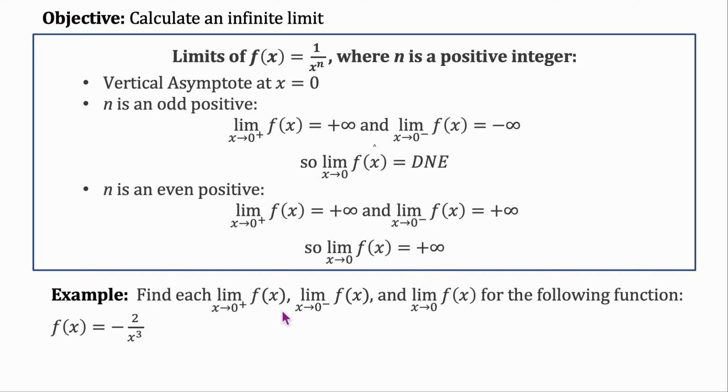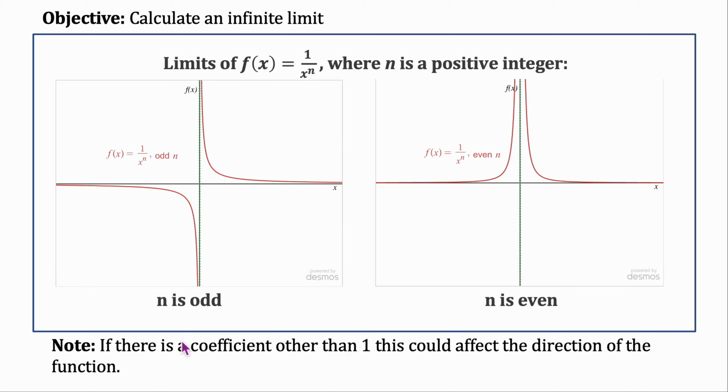So we want to find each of these three limits for the function negative 2 over x cubed. Let's think about the graphs. If that power is odd, and we don't have any coefficients that have messed it up, that's just that 1 over x to the n. Here is the odd-powered function, kind of a parent function you could think of. At 0, we have that asymptote. Here, we approach 0 from the right. We're going up, skimming that asymptote to infinity. And here, we're heading to a height of negative infinity from the left side.